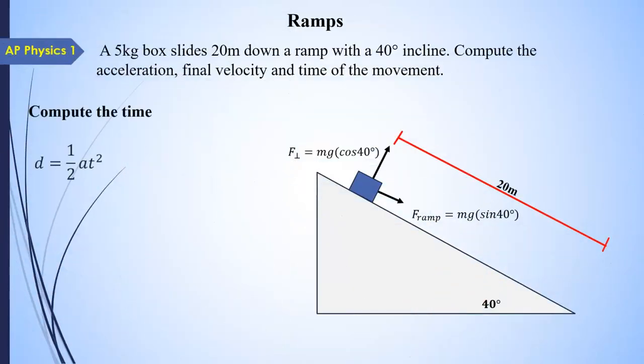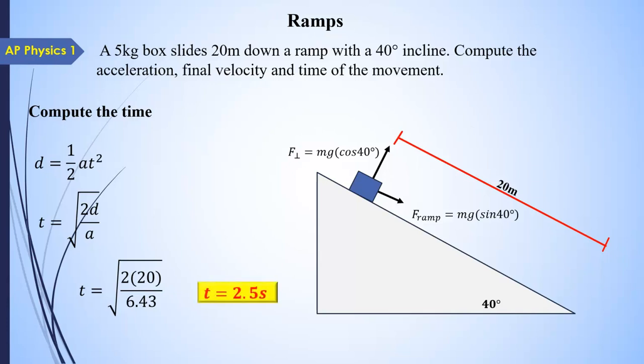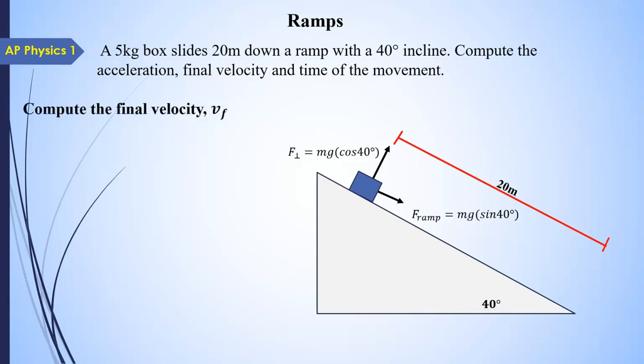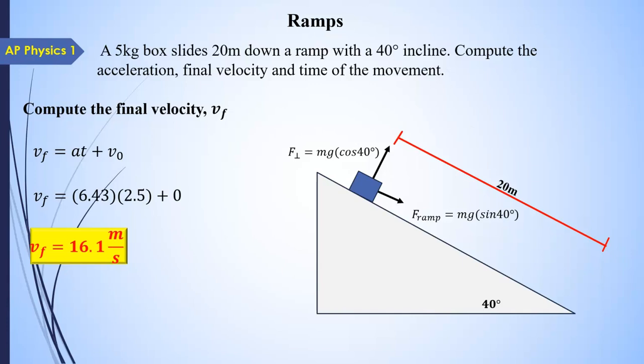Okay, compute the time. There's the formula we've used for that. Solve for t, plug in the numbers, and you get t equals 2.5 seconds down the ramp. Finally, we're going to solve for the final velocity when it gets to the bottom of the ramp. There's the formula we use. Plug in the numbers, you have the acceleration and the time that you calculated in the previous steps, and you get a final velocity of 16.1 meters per second.